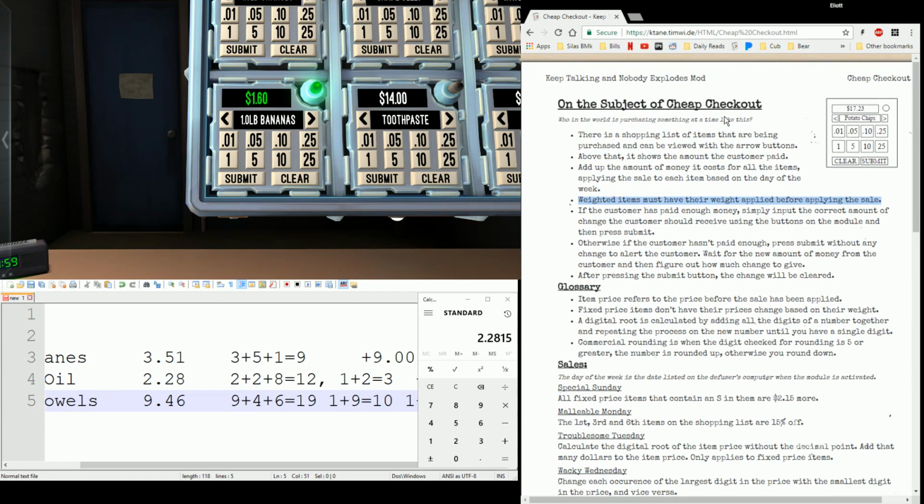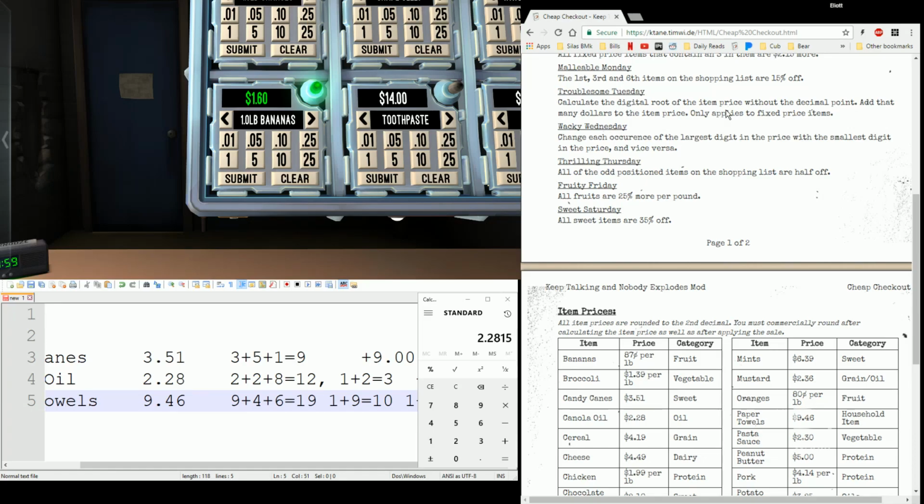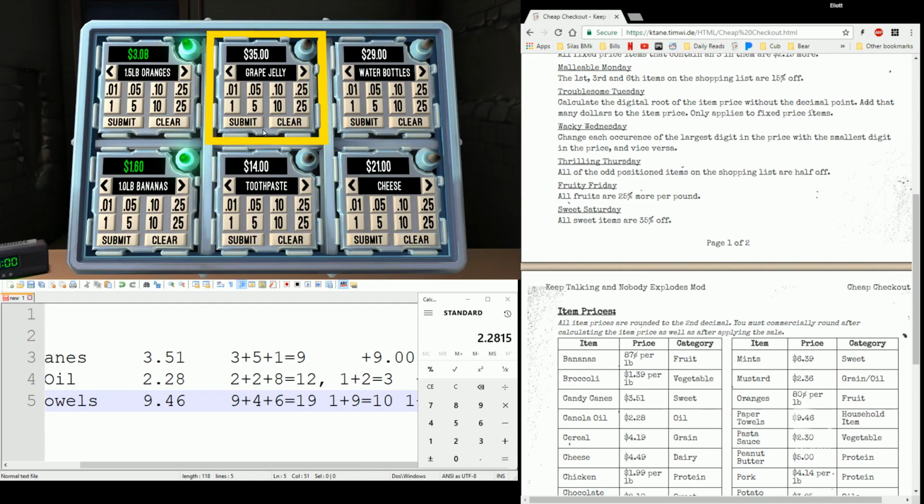But that's it. That is cheap checkout. Obviously, if you're playing online, time zones are a thing, so be aware that your day and your partner's day may not be the same. So you need to communicate clearly what day of the week it is as the diffuser when you start this module. But anyway, that's cheap checkout.